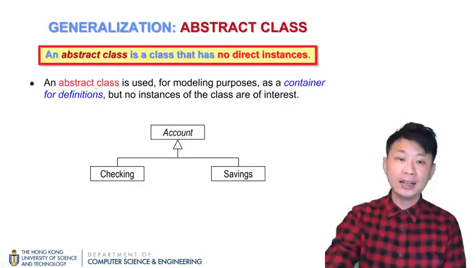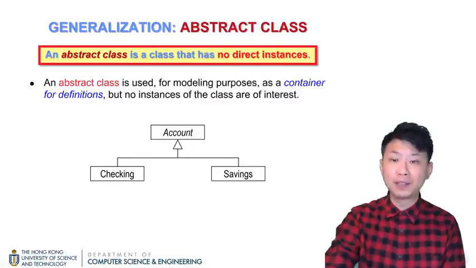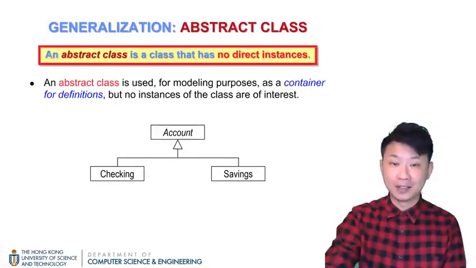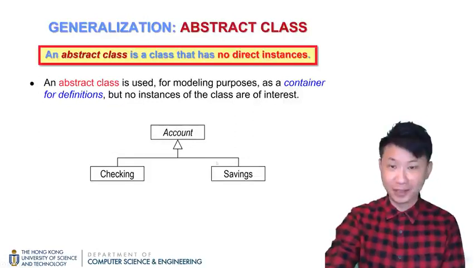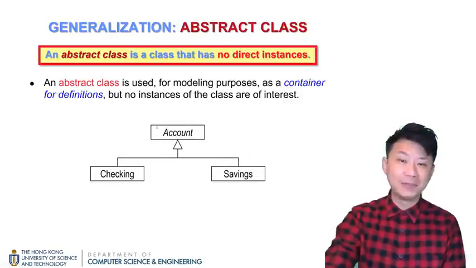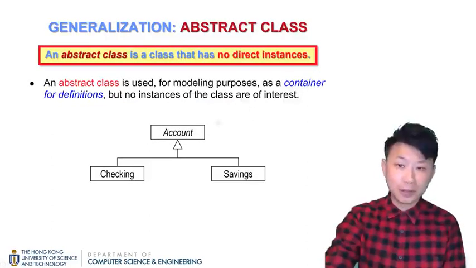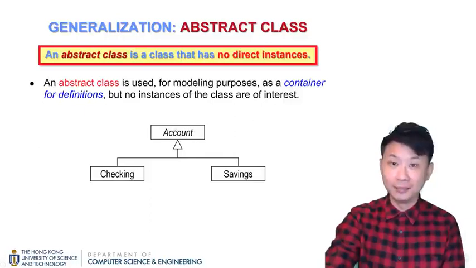And we use abstract classes for modeling purposes. From this class diagram, we know that checking accounts and saving accounts are under an abstract class called account, right? So they are all accounts. So you can get some additional meaning from this abstract class, but we don't store any instances under this class called account. We have all the instances under checking or saving, but not account.